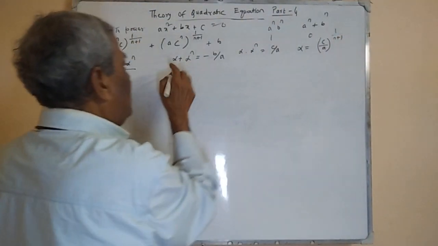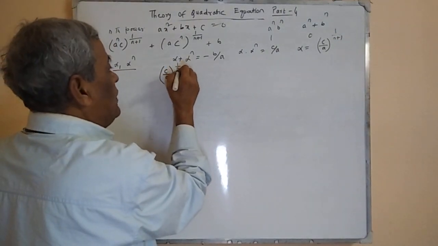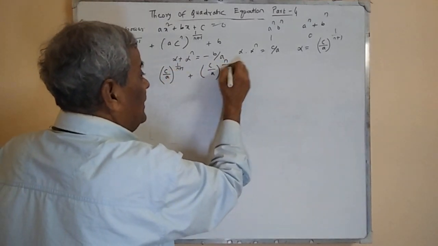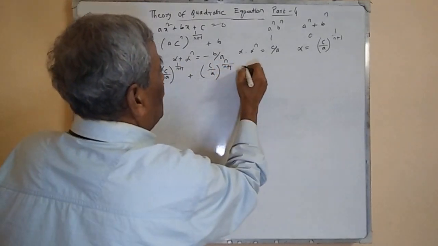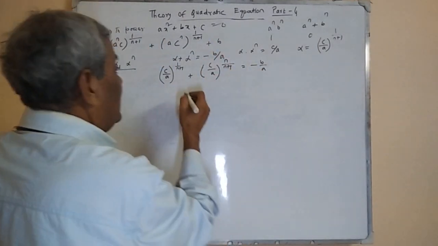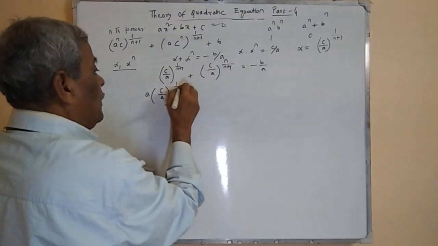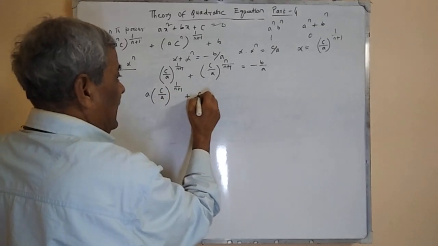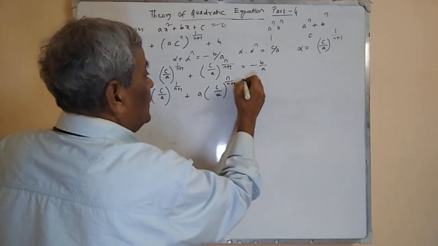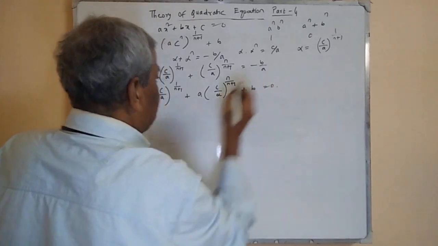Now, putting values here, c by a whole to the power 1 by n plus 1 plus c by a whole to the power n by n plus 1 is equal to minus b by a. Multiply both sides by a. A c by a to the power 1 upon n plus 1 plus a c by a whole to the power n by n plus 1 is equal to minus b, so the value is equal to 0.